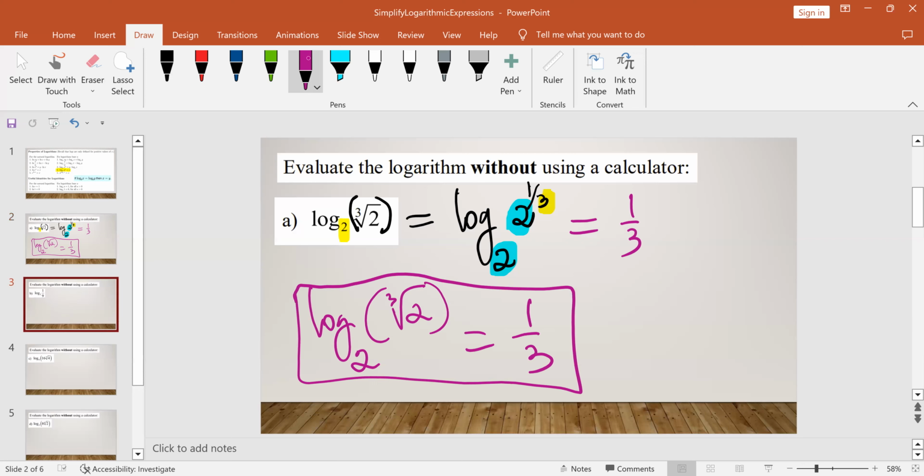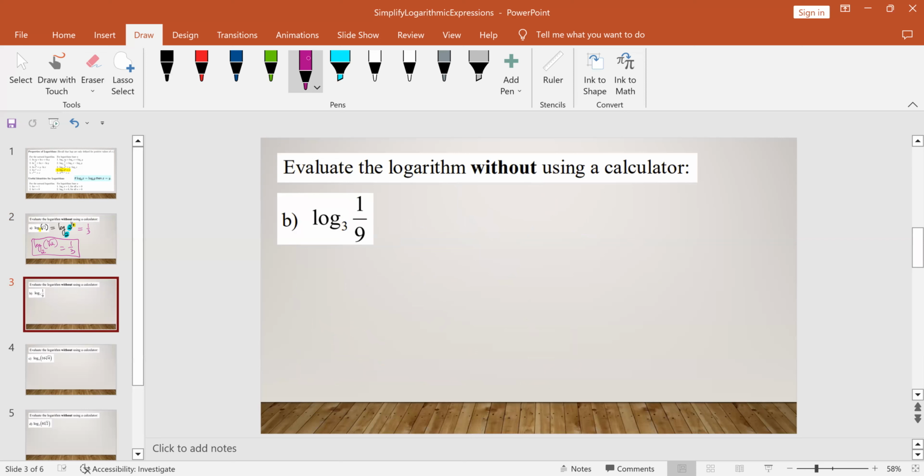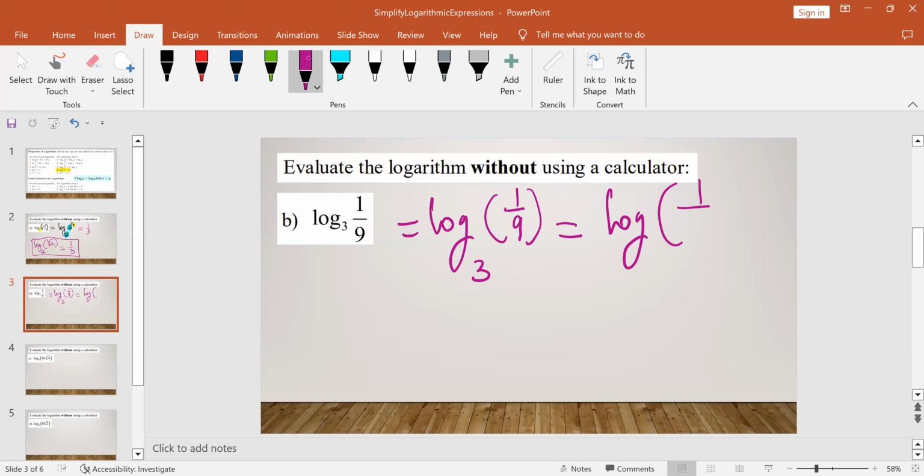Okay, let's see B. Same thing, we're going to use the same property. Here, we'll try to rewrite 1 over 9. We know that the logarithm of 1 over 9 with base 3 would be the same as the logarithm of 1 over 3 to the second power, and the base is that 3.